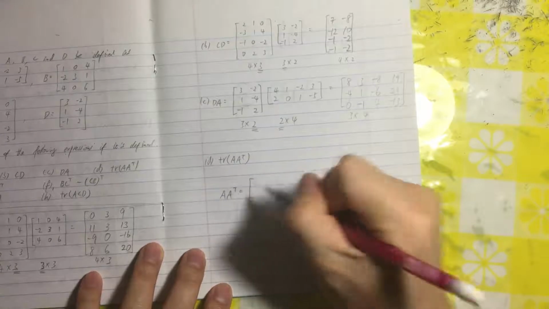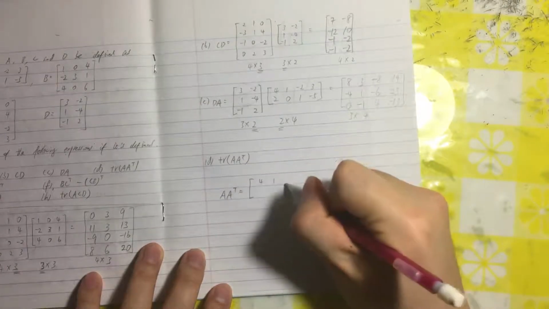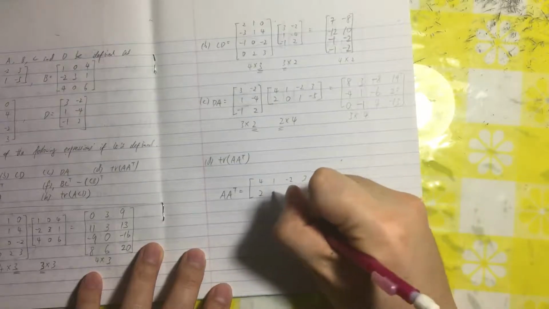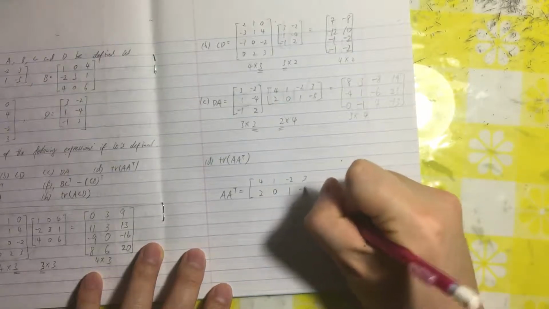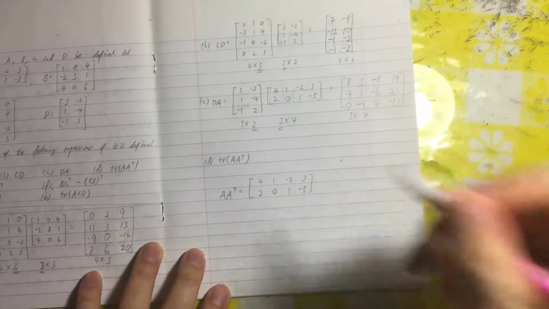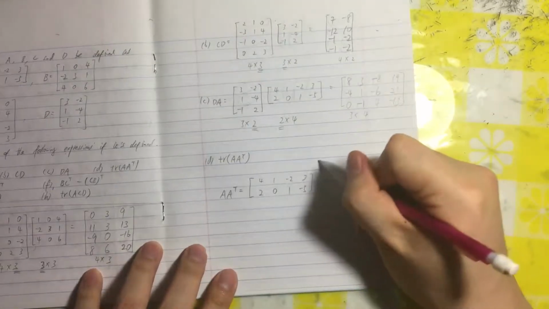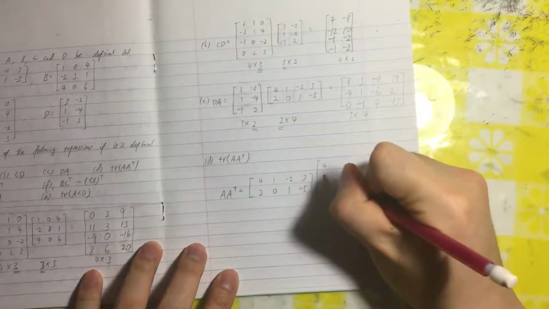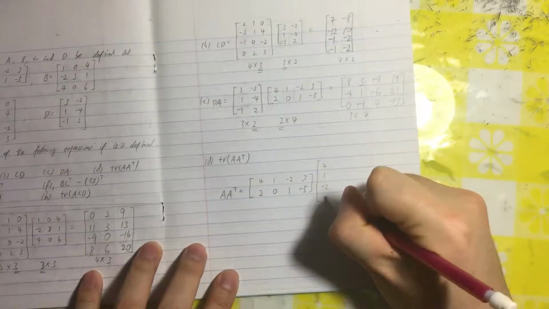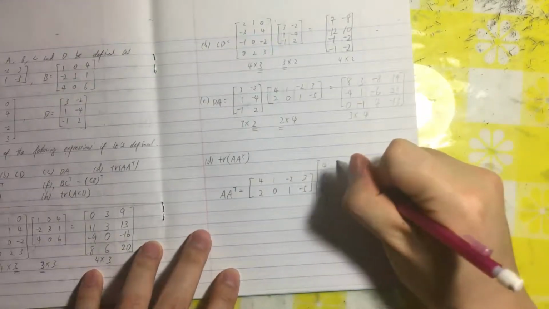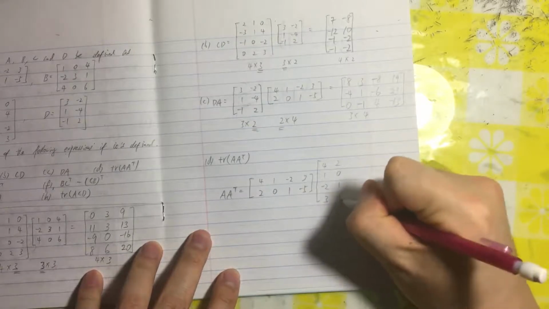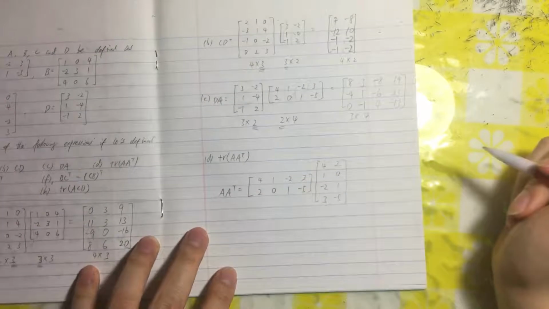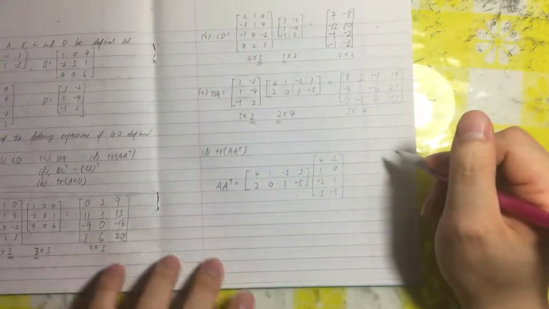Matrix A is 4, 1, negative 2, and 3 in the first row, and 2, 0, 1, and negative 4 in the second row. That's matrix A. For matrix A complement, we put the rows in columns. So I get 4, 1, negative 2, 3, and 2, 0, 1, negative 4 in columns. Then we multiply the matrices.